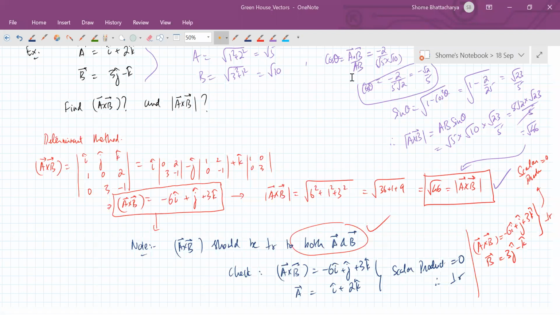Every time this will be applicable. This is how we calculate the cross product. This is the determinant method, and the cross product has this property: its magnitude is AB sine theta, and its direction is perpendicular to both A and B. So whichever two vectors A and B you take and you calculate the cross product, it should satisfy these properties. It's true every time.